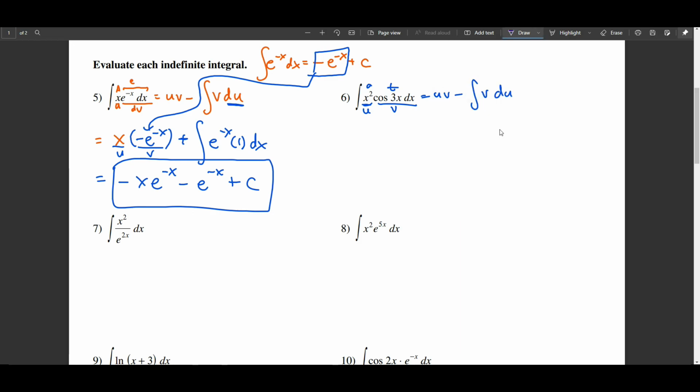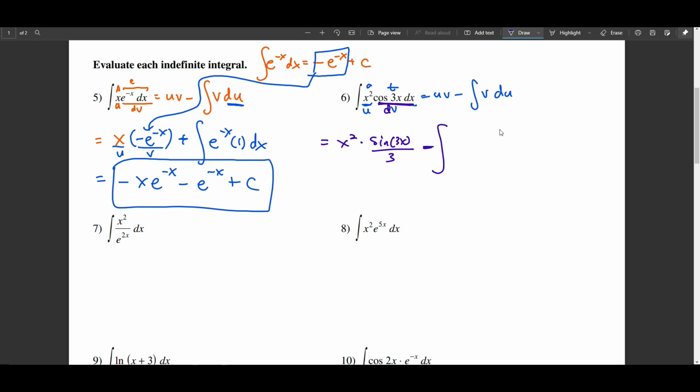If I'm going too fast, feel free to pause the video and then check your work as you go. So u is going to be x squared. Our dv is this, I'm sorry. So to find v, we got to integrate this. And if you integrate that, the integral of cosine 3x is going to give you sine 3x over 3. Okay? And then you don't write the plus c.